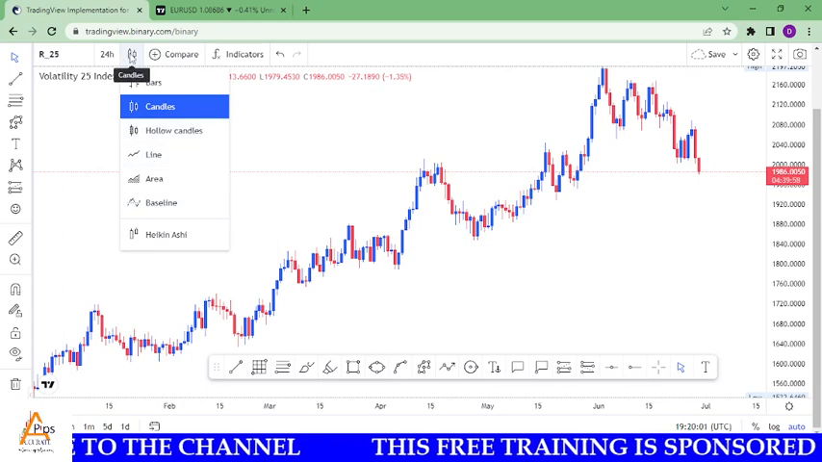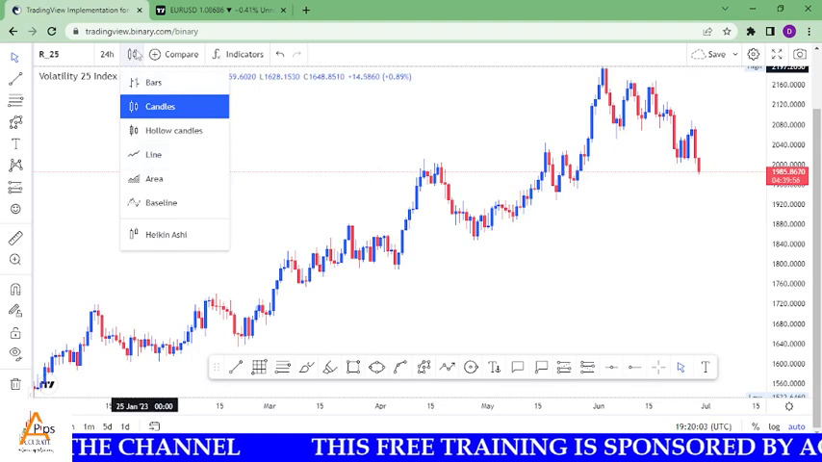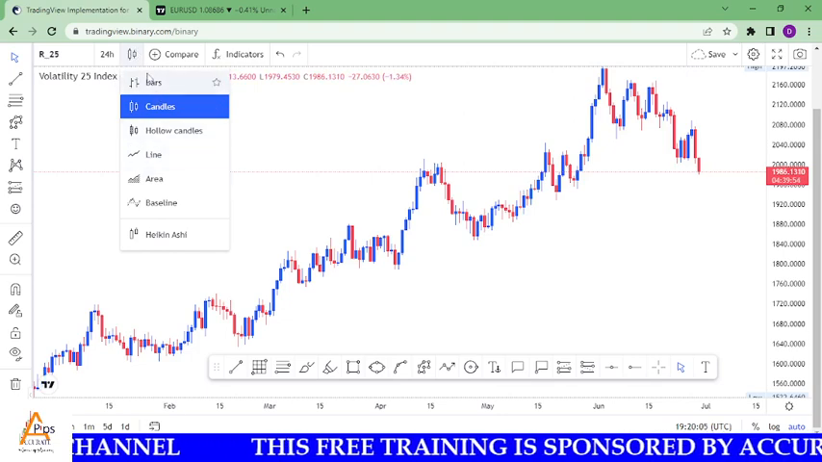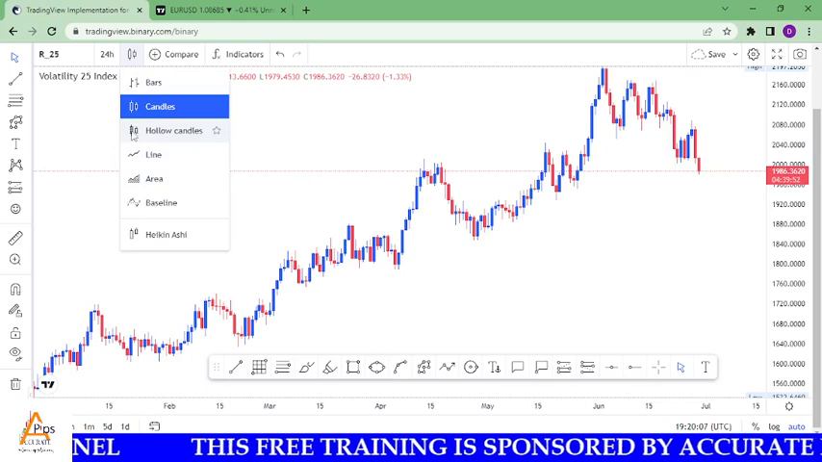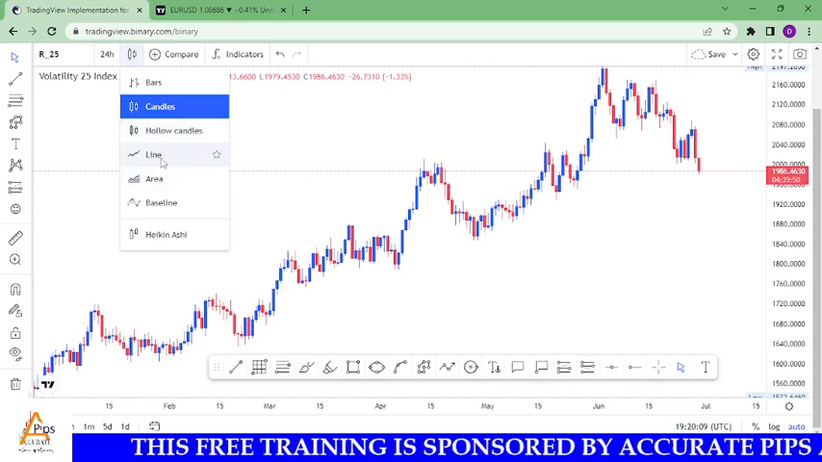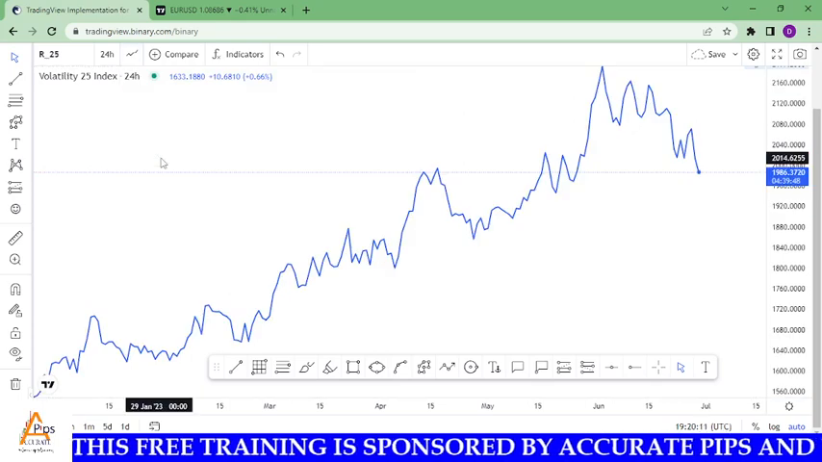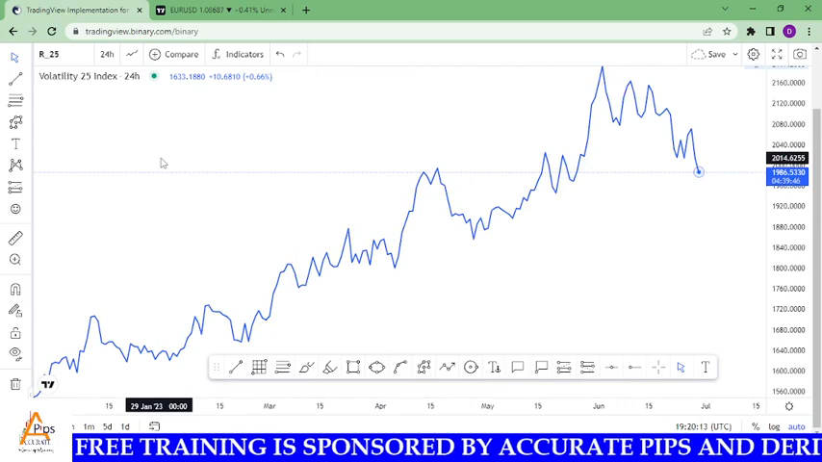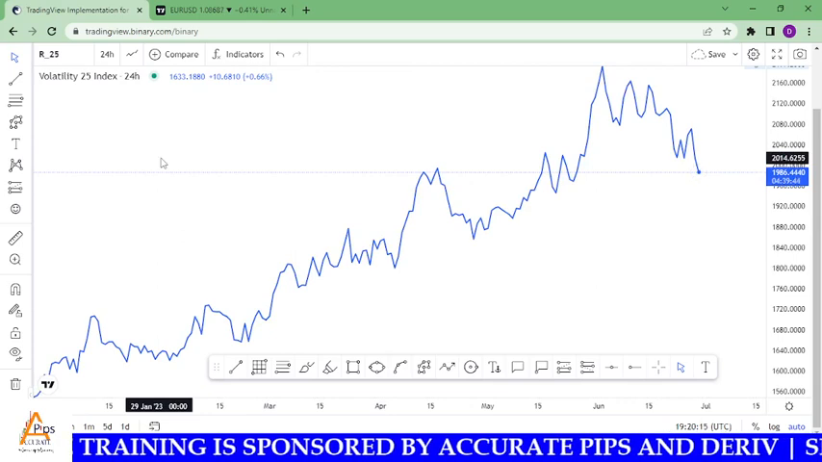So you come to this section here, where it says candles, and you click on it. There you can see we have bar charts, candlestick chart, hollow candles chart, line chart. That is what we are looking for. So you click on it, and you change it to this.